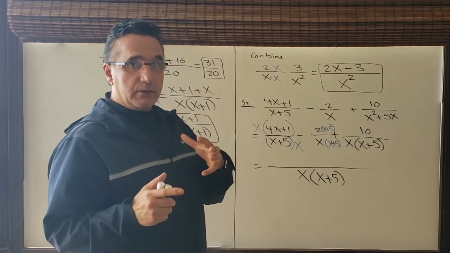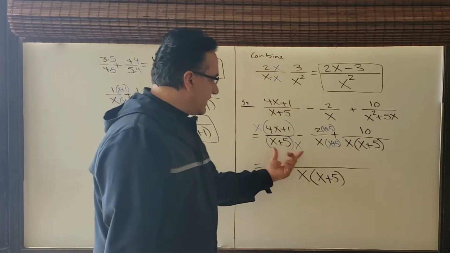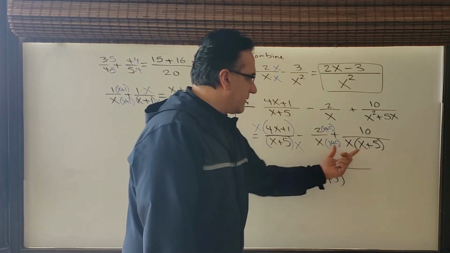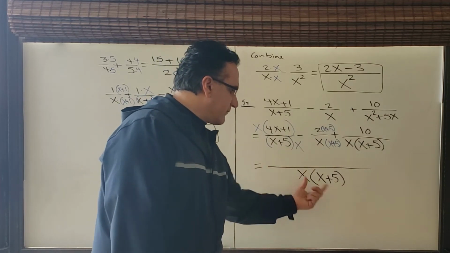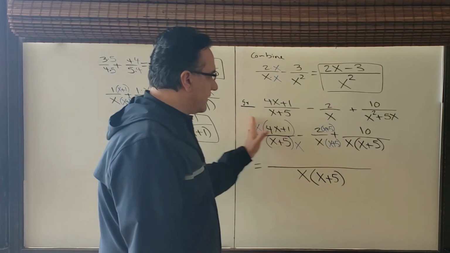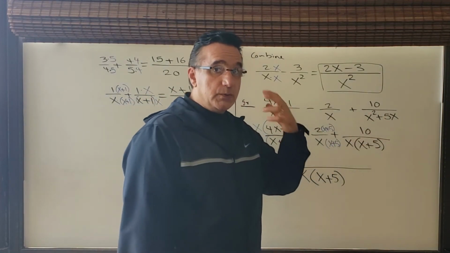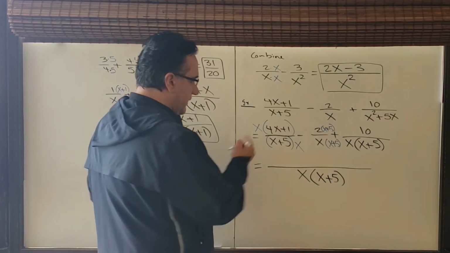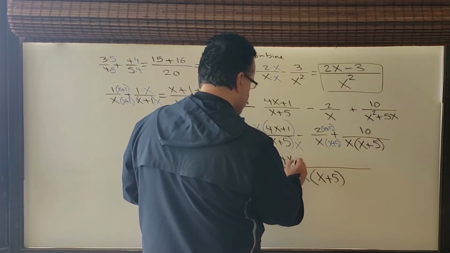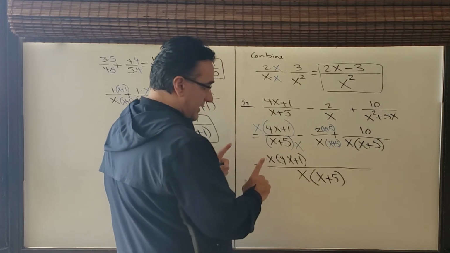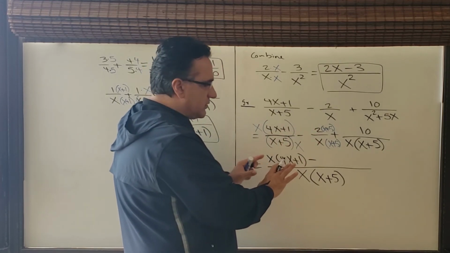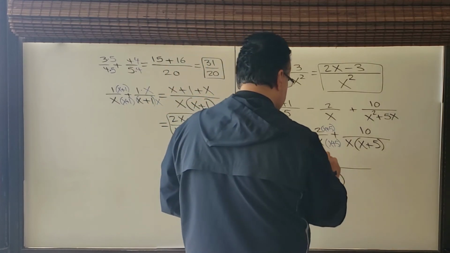Remember, you can really only combine like fractions. Now these fractions are like fractions. They each have a common denominator of x times x plus 5, which we wrote here. Now all we have to do is keep that common denominator and combine those new numerators, which are x times 4x plus 1 minus, notice I don't do any distributing at this stage, and you shouldn't either, because that's when you get in trouble.